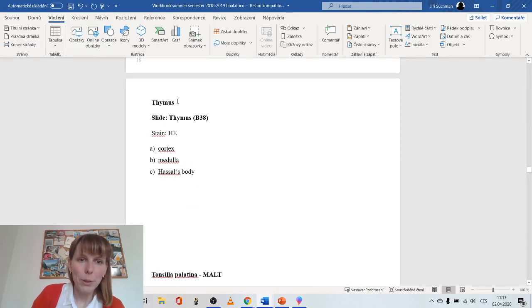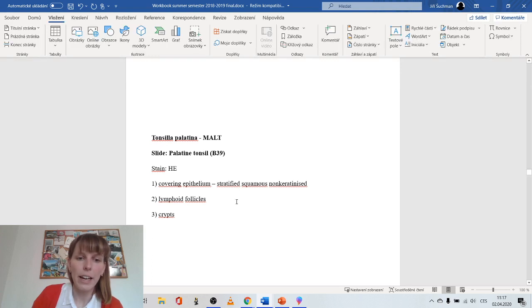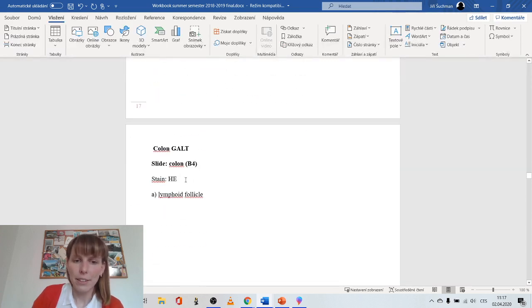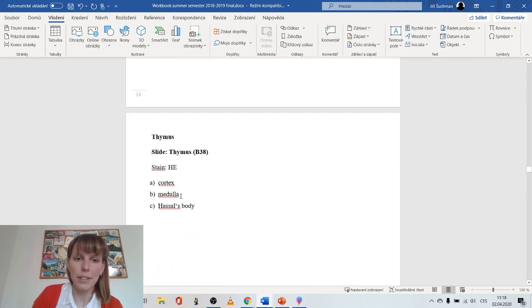Because we still have the primary lymphatic organ, the thymus, which is very different, but will have cortex and medulla again, and tonsilla palatina, which is the tonsil with the covering stratified squamous non-keratinizing epithelium, and just a lymphatic follicle in the large intestine.